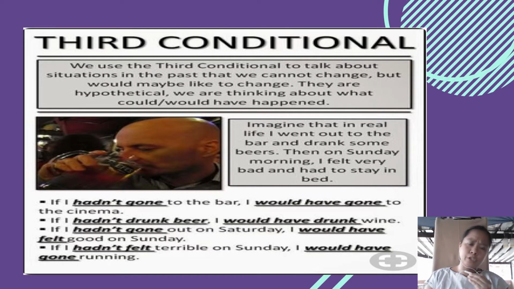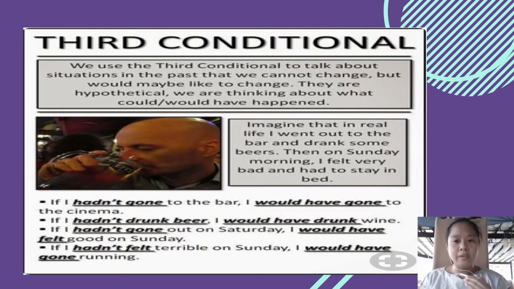We use the third conditional to talk about situations in the past. That's why it's past unreal. We cannot change them. That's the unreal part, but we would maybe like to change. They are hypothetical. We are thinking about what could or would have happened if this is what you did. Okay, that's your third conditional or your past unreal.